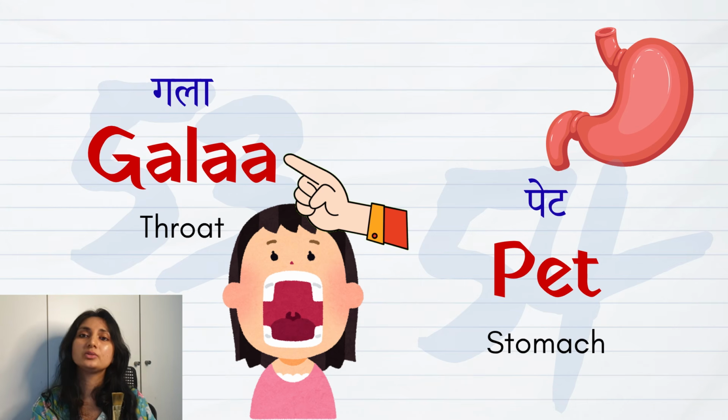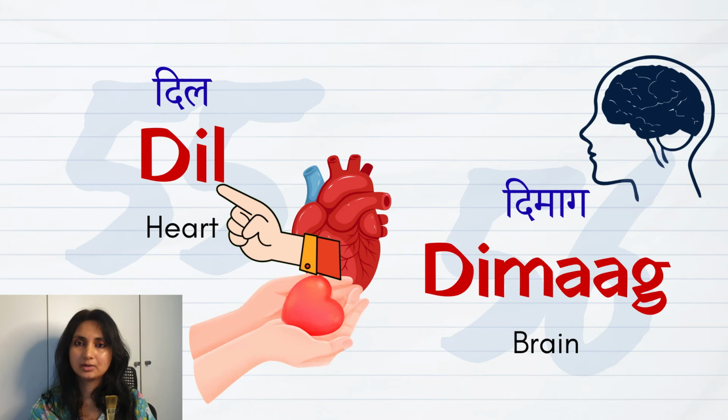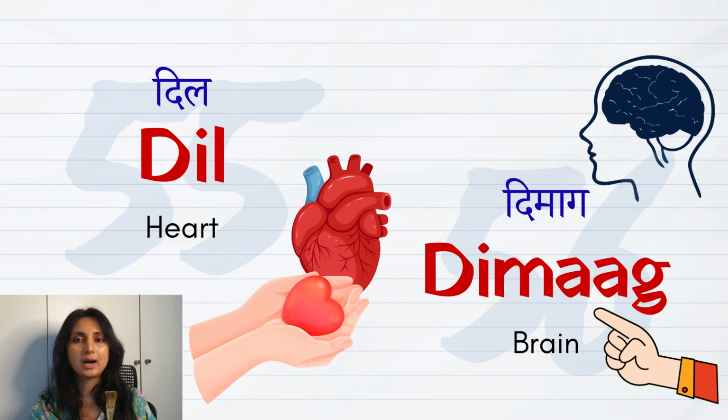Then we have the word for stomach, which is pet. Again, the T is a hard T, right? So gala and pet. Then the next organ we have is heart, which is dil. And then we have the word for brain, which is dimag.